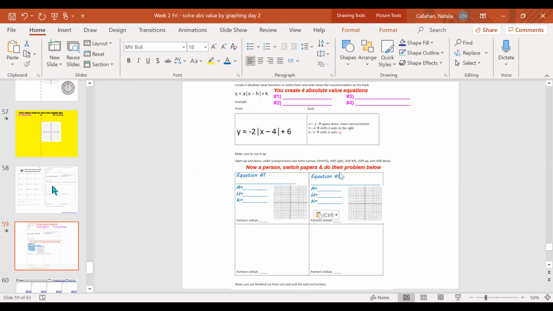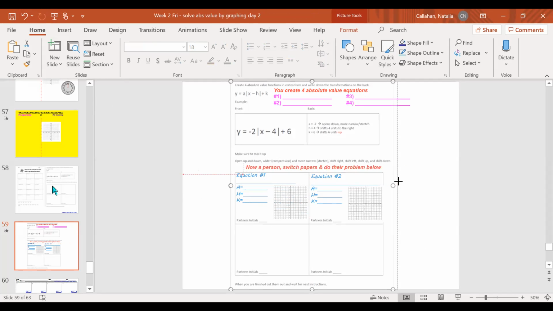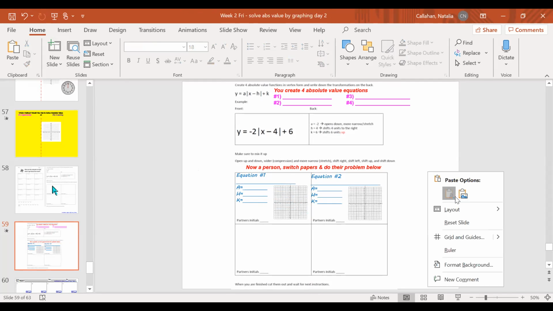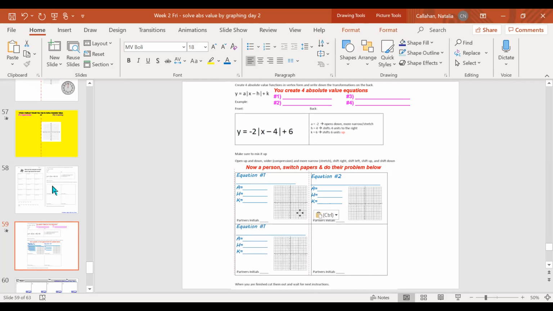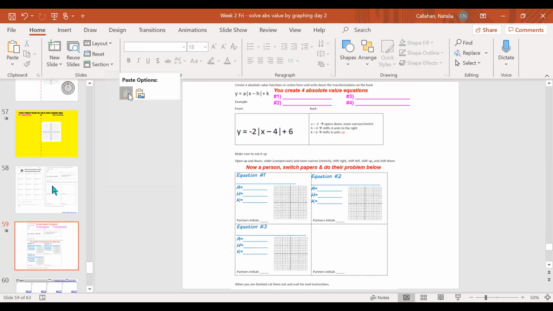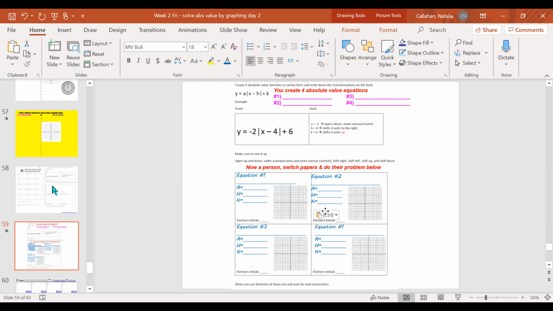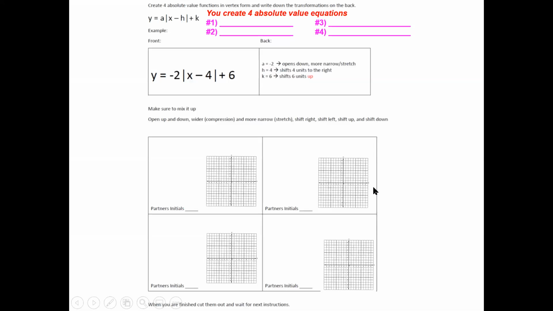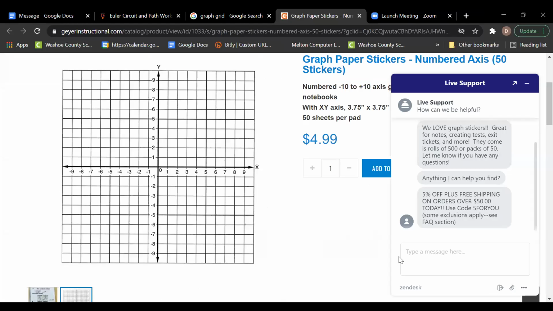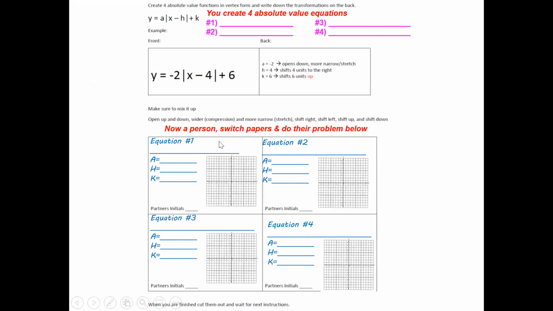Okay, so then I'm going to do the same thing over here for number 2. And do the same thing for equation number 3. And equation number 4. All right, it looks pretty good overall, you guys. Okay. So just to reiterate what I want you guys to do: make sure you give me the 4 different equations, the A, H, and K, and then afterwards graph it.